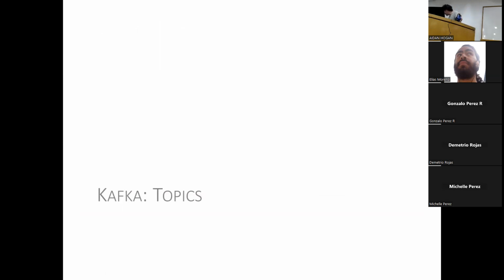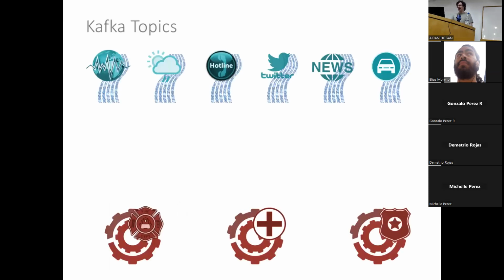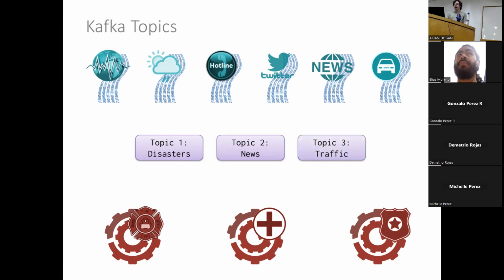Okay, so we have ledgers, and the next important concept for Kafka is the notion of topics. Essentially, topics allow us to define some high-level categories of different ledgers. So we might have one topic in this emergency scenario relating to disasters, to earthquakes, volcanoes, forest fires, whatever it might be. Another topic related to news, so we want to see what the news outlets are reporting. And a third topic related to traffic. Then we can connect the different streams and produce messages within a given topic.